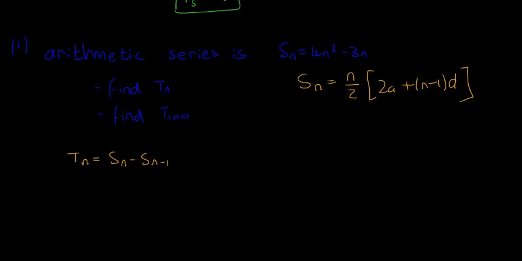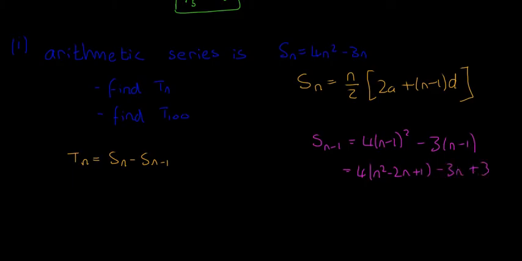So that might seem a little bit of a weird question to ask, but if we want to write s of n minus 1, it's going to be 4 multiplied by n minus 1 squared. So anytime we saw n, we're going to put n minus 1 in, and minus 3 multiplied by n minus 1. Yeah? So if we want to go through this, it's going to be 4 by n squared minus 2n plus 1 minus 3n plus 3. So minus 3 by minus 1 is going to be plus 3. And so our final answer is 4n squared minus 8n plus 4 minus 3n plus 3. It's going to be 4n squared minus 11n plus 7. That's s of n minus 1.